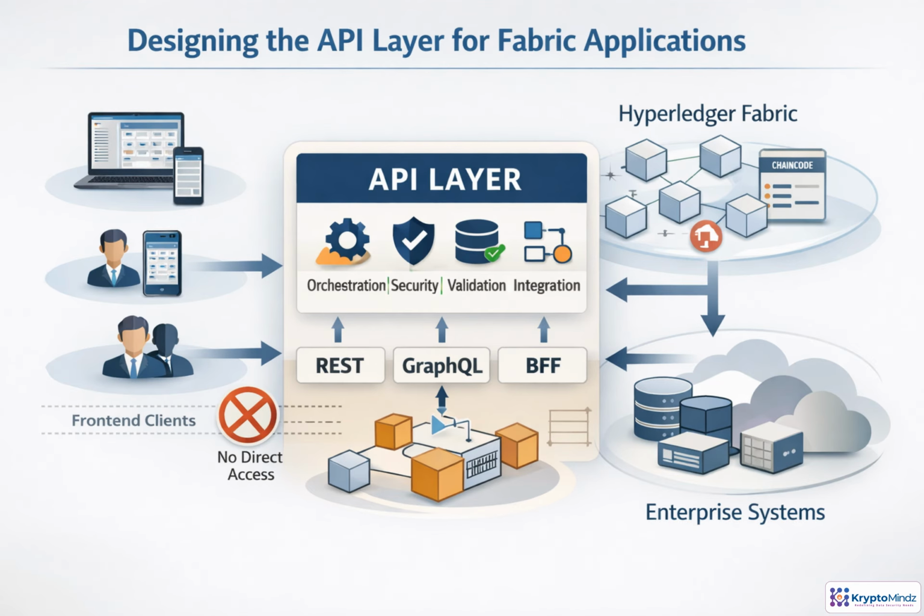Treat the API layer as the controlled doorway into Fabric, not just a convenience wrapper. Front-end clients should call REST, GraphQL, or a backend for front-end service, while the server side handles identity, validation, authorization, rate limits, and logging. This layer can orchestrate Fabric transactions, combine ledger results with enterprise data, and hide SDK complexity. The result is cleaner client code, stronger security, and an architecture that fits normal enterprise operations.